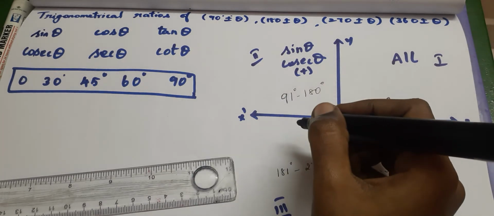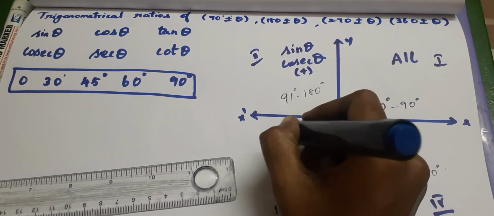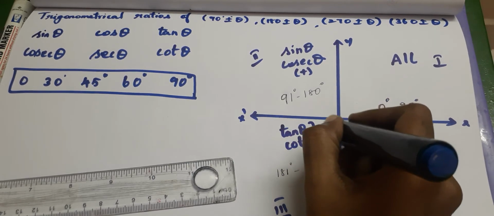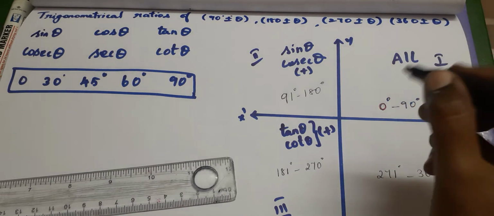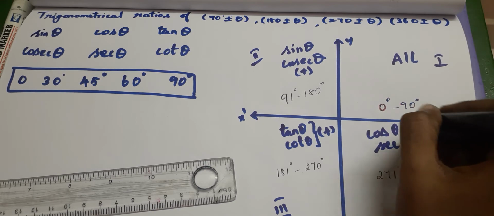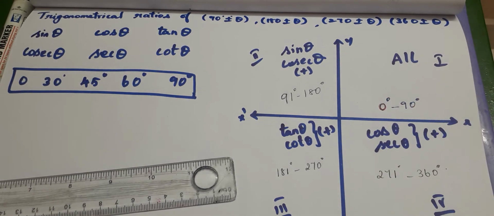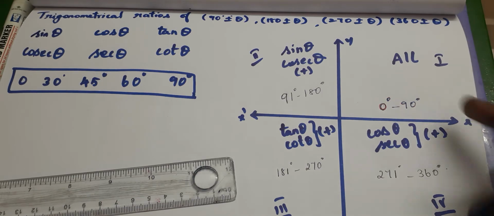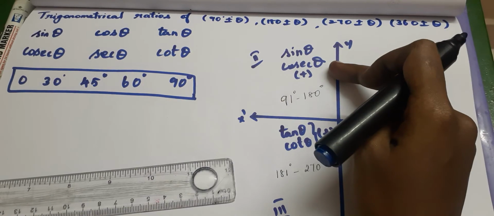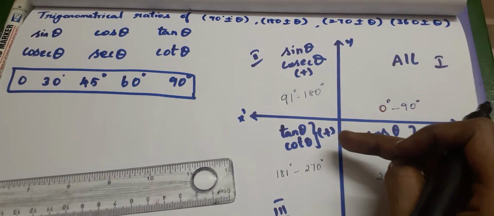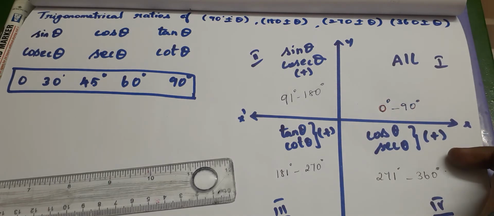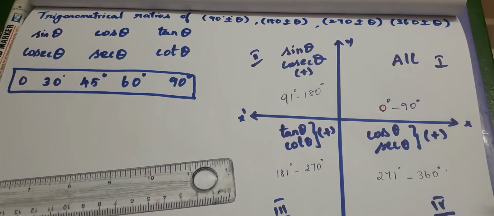Next, in the third quadrant, tan and its inverse cot, only these two are positive. In the fourth quadrant, cos and secant, only these two are positive. Okay children, in the first quadrant all the ratios are positive. In the second quadrant sine and cosecant are positive. Third one tan and cot are positive. Fourth one cos and secant are positive. Remaining will be negative.